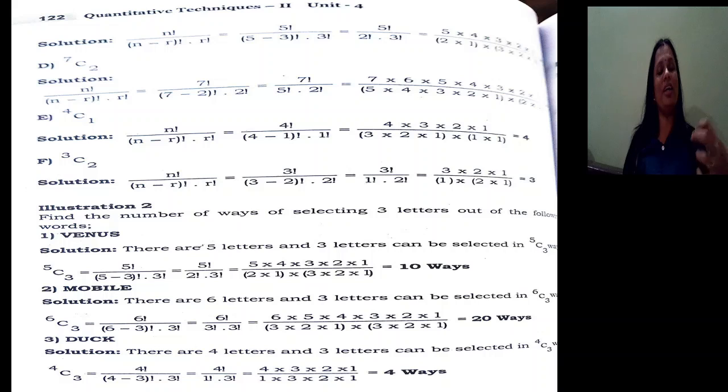4C1: 4 factorial divided by 4 minus 1 factorial into 1 factorial. The answer is 4. 3C2: 3 factorial divided by 3 minus 2 factorial into 2 factorial. The answer is 3. So if there are 3 elements and 2 elements are to be selected, there are 3 ways to select 2 elements out of the given 3 elements. This is how to calculate in how many ways R elements can be selected out of given N elements.